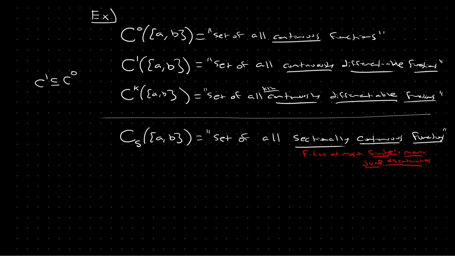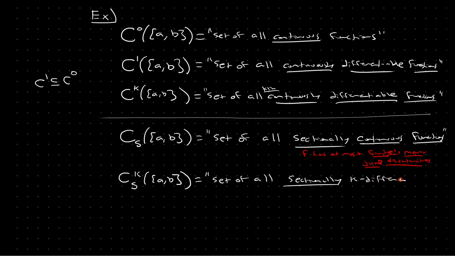We can also define the set CS^k, which is the set of all sectionally k-times differentiable functions, which has exactly the same meaning as before: for a function in this set, the function's k-th derivative has at most finitely many jump discontinuities.